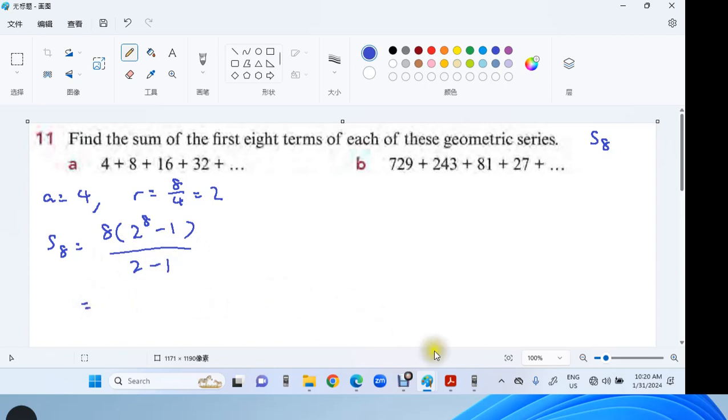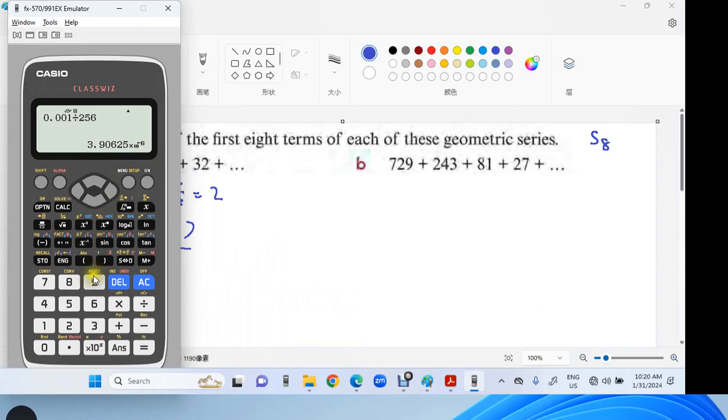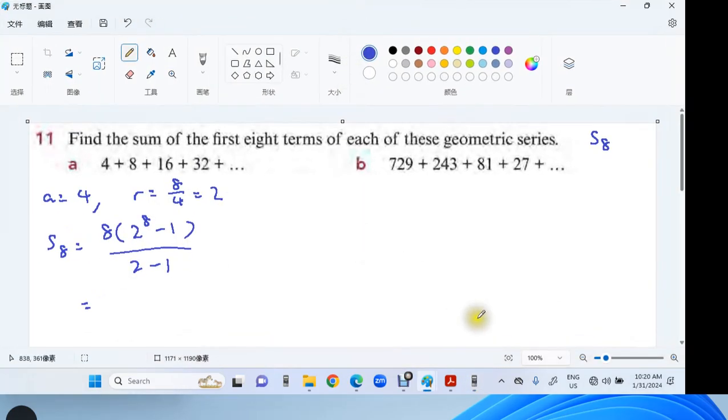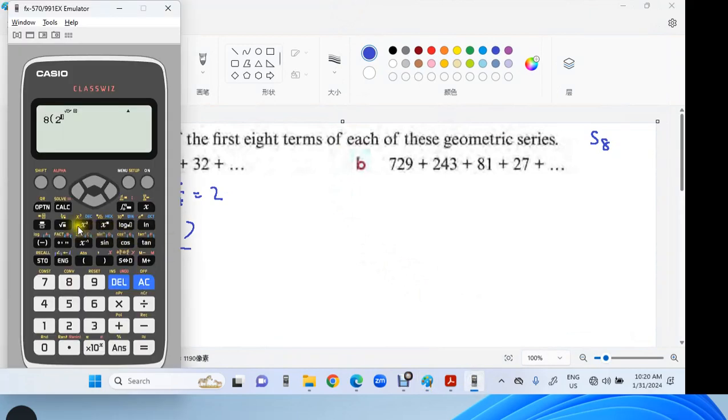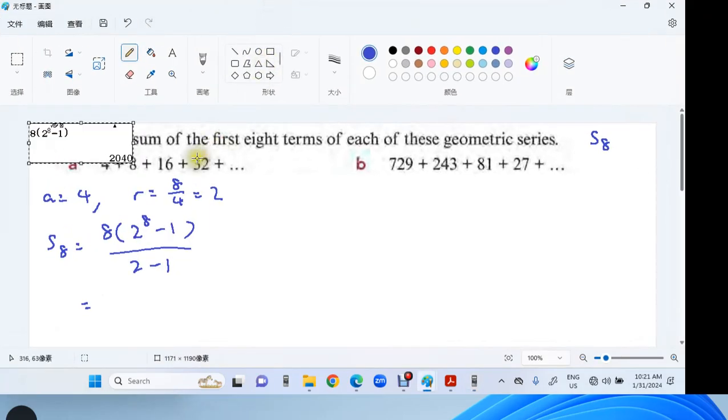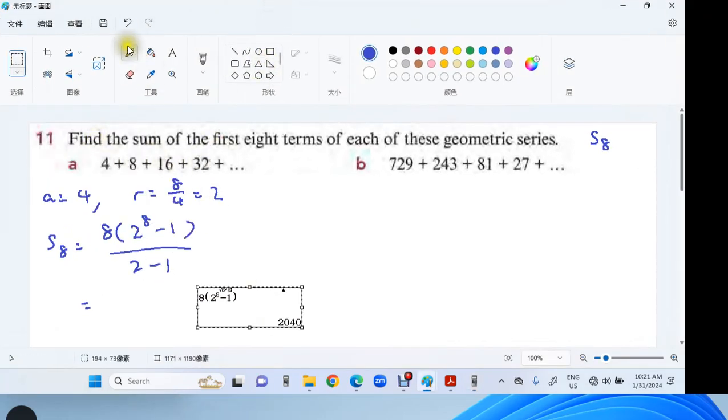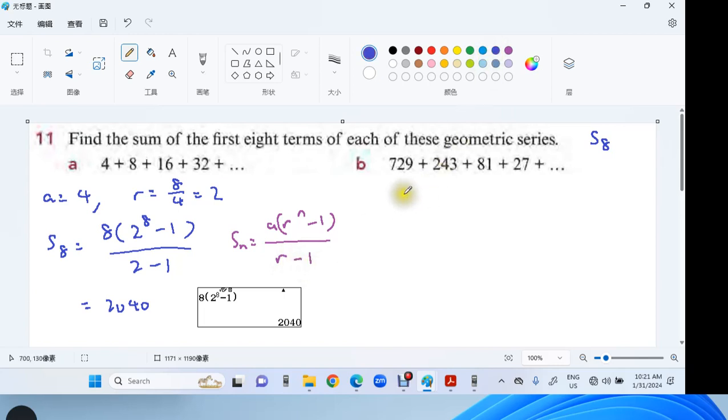Okay, so we have the 8 times 2 to the power of 8 minus 1. So this will be the answer. Okay, so 2040. So the Sn is A, r power n minus 1 divided by r minus 1.